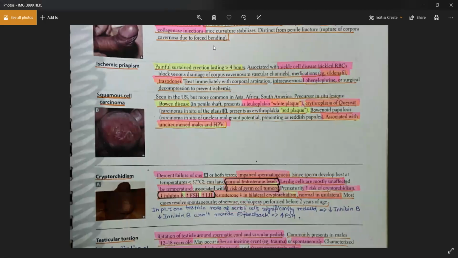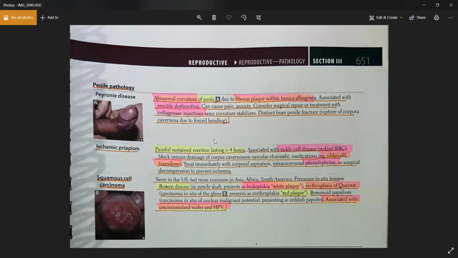Now you have the pathologies. First we have Peyronie's disease, and it happens because of an abnormal curvature of the penis. As you can see, the curvature of the penis becomes very abnormal. It happens because of a fibrosis in the tunica albuginea. Remember the tunica albuginea? It is the innermost layer of the testis, and it also covers the corpora cavernosa, right? So whenever the fibrosis happens, it will cause a contraction on one side of the penis, and as a result, you will have this abnormal curvature of the penis, right?